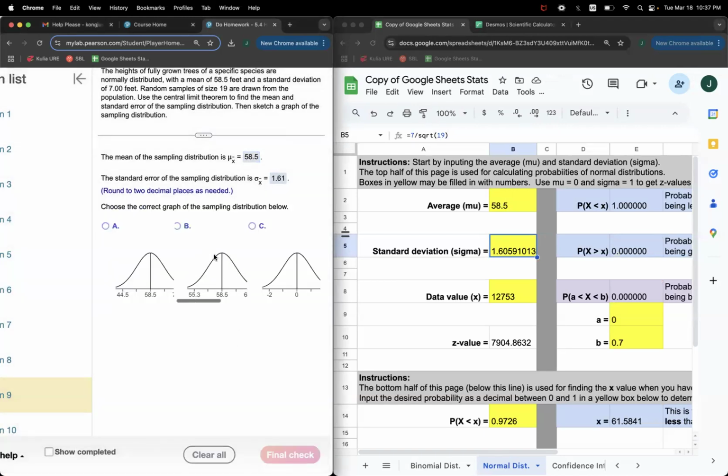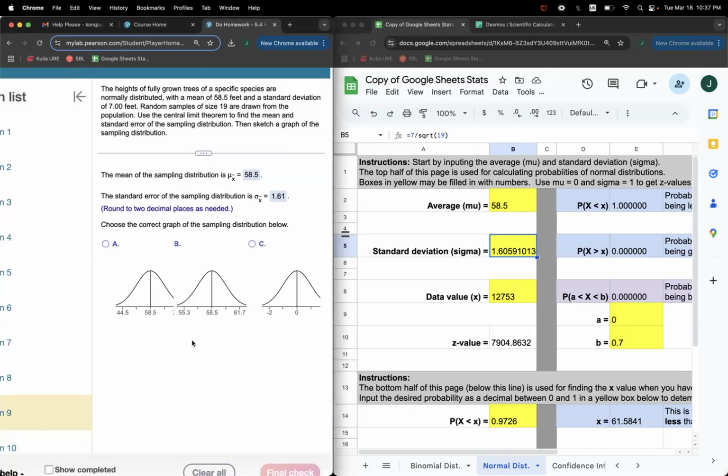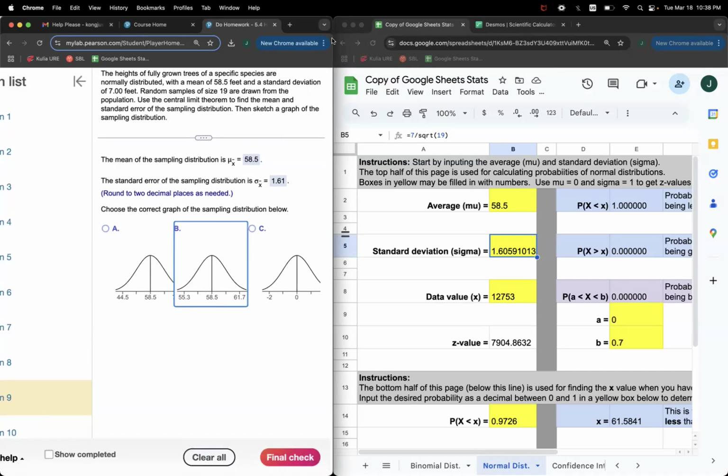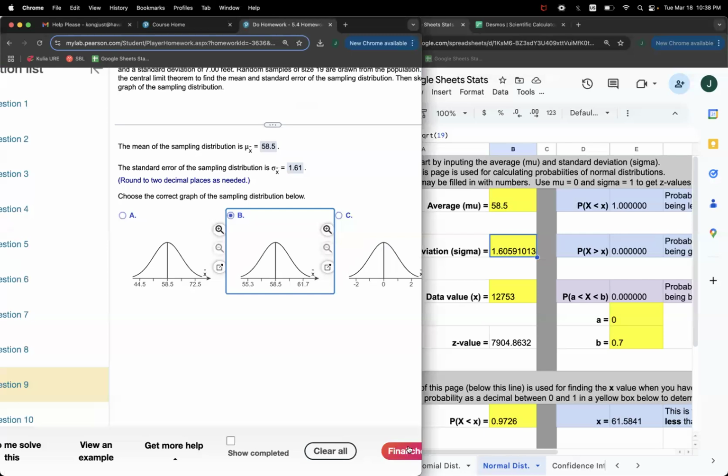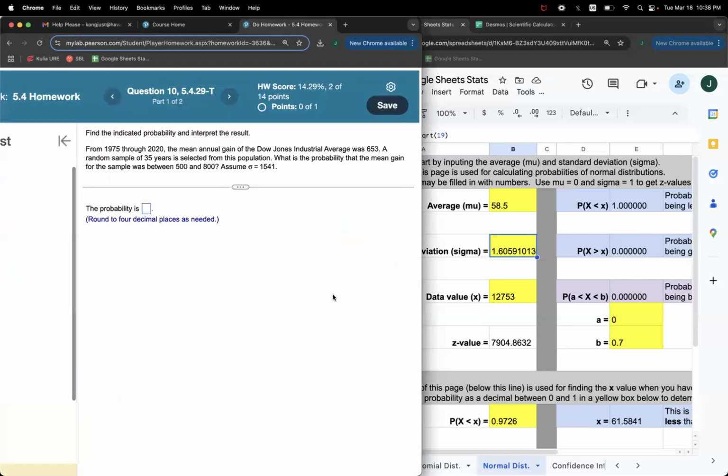Choose the correct graph of the sampling distribution. The sampling distribution has a sigma of 1.61. So the center should be 58.5, right? It should not be this one. This is the z-score distribution. I want 58.5 to be in the middle. My standard deviation should be only 1.6 though. This one is way off because two standard deviations is at 44. That's using the original standard deviation of 7, right? It should only be about 3 off, and that's about here. So that's B. Letter B is the answer I'm looking for. That's correct.